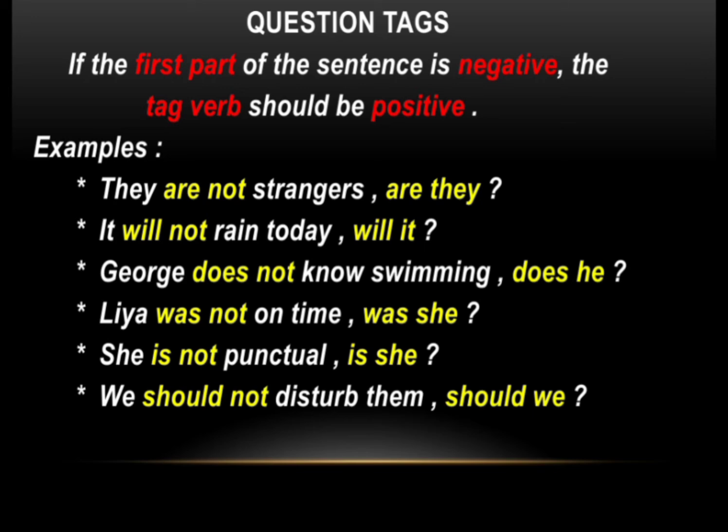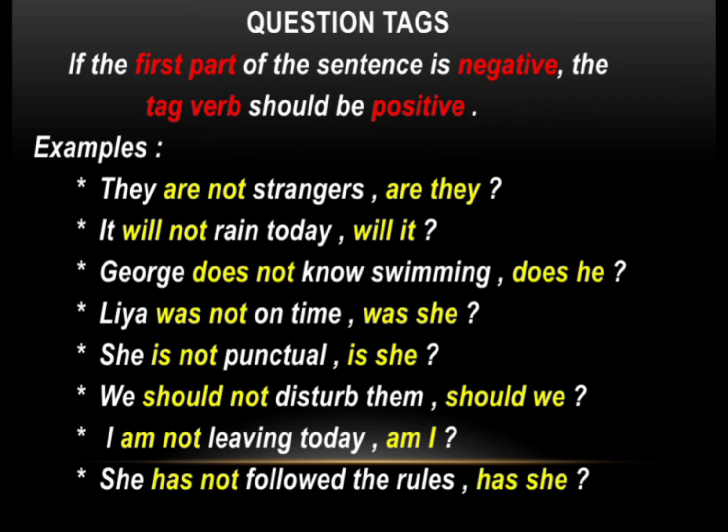We should not disturb them. Should not is negative. Should is positive. We is the pronoun and the question tag is should we. I am not leaving today. Am not is negative. Am is positive, so we use am for the tag and I is the pronoun, and so it is am I.